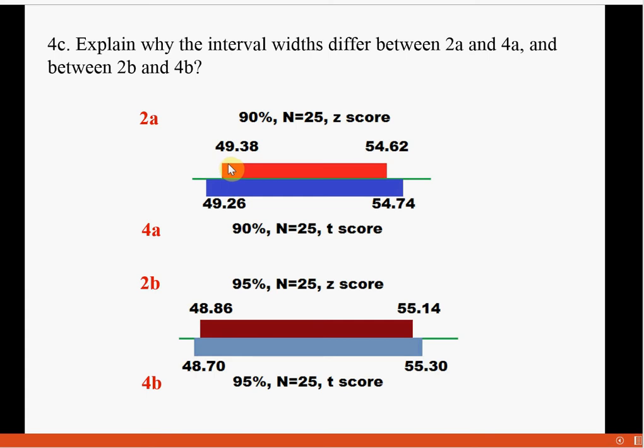Therefore, the difference between z-score and t-score is significant, and that is what causes the interval built with z-score to be narrower than the interval built with t-score. So that explains that. That also helps increase the accuracy of estimation. For the same reason, you can also explain the difference between 2B and 4B that correspond to 95% confidence interval.